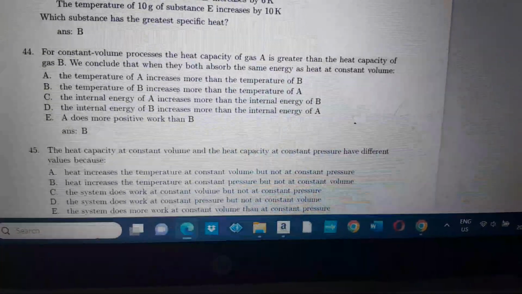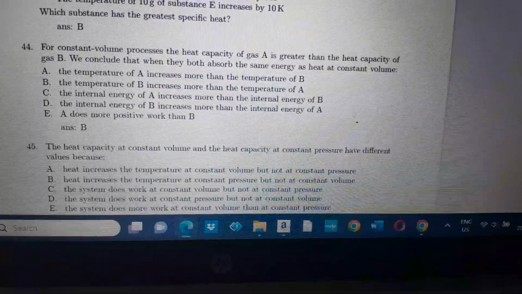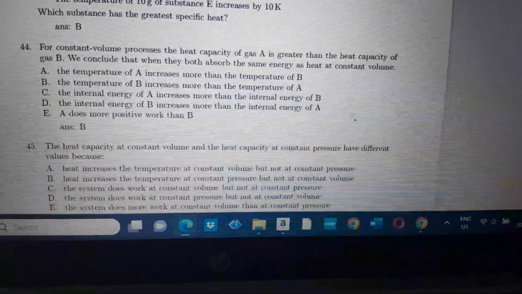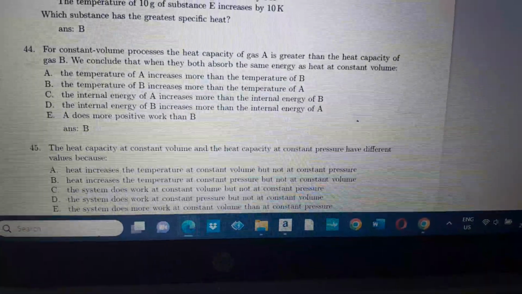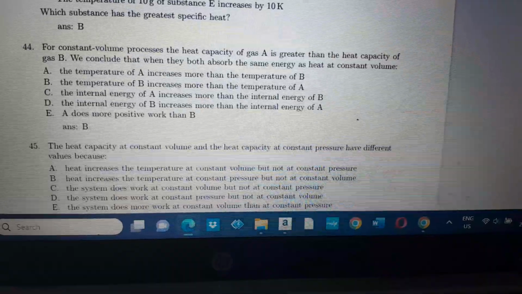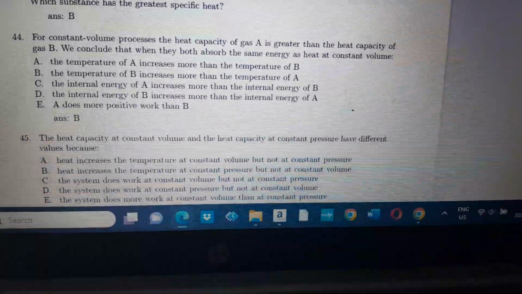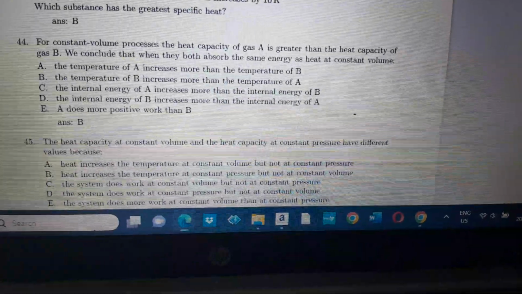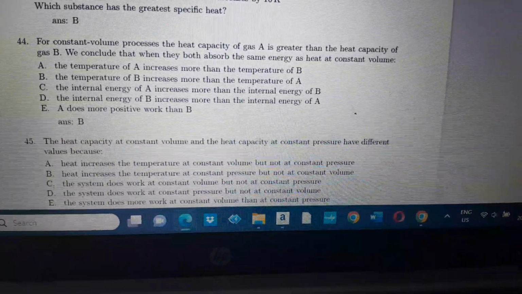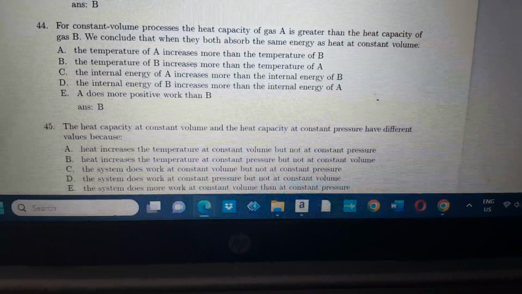For constant volume processes, the heat capacity of gas A is greater than the heat capacity of gas B. Conclude that they both absorb the same energy as heat at constant volume. So the temperature of B increases more than the temperature of A.